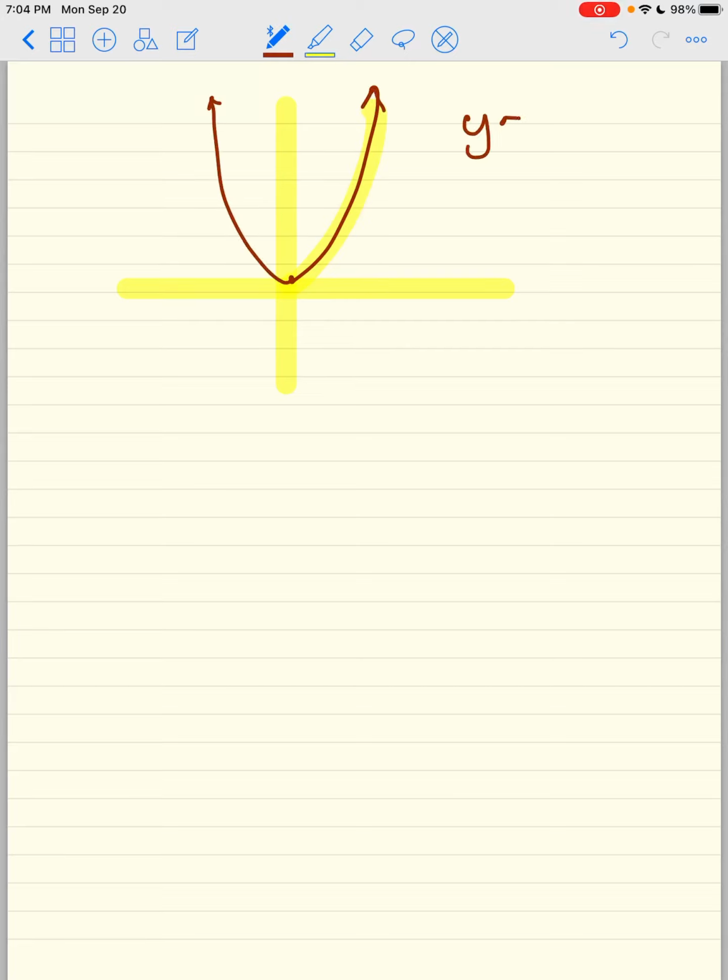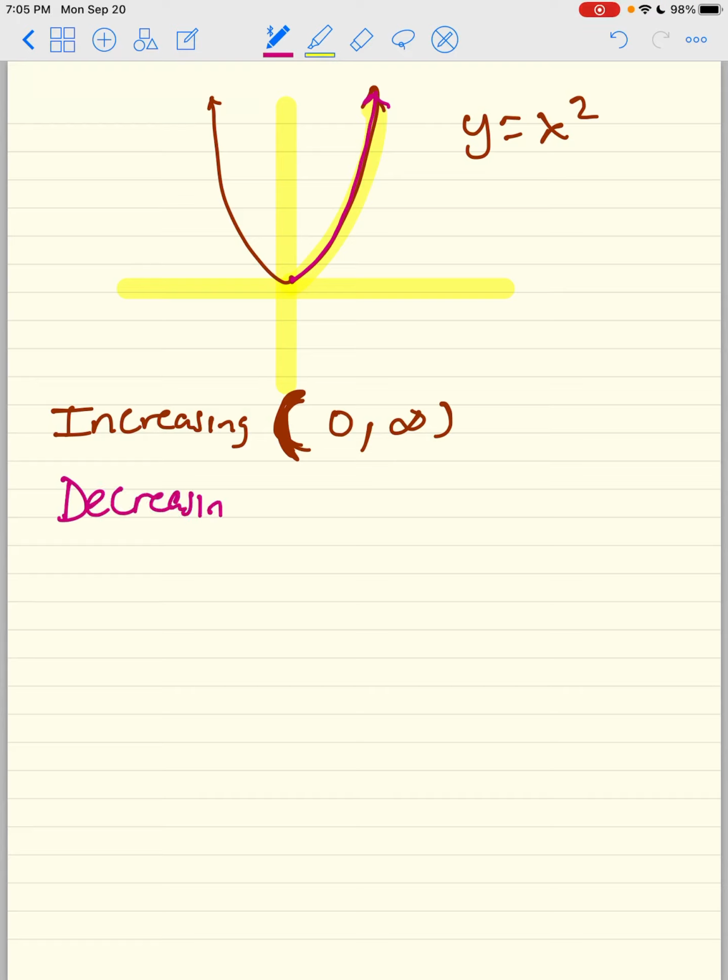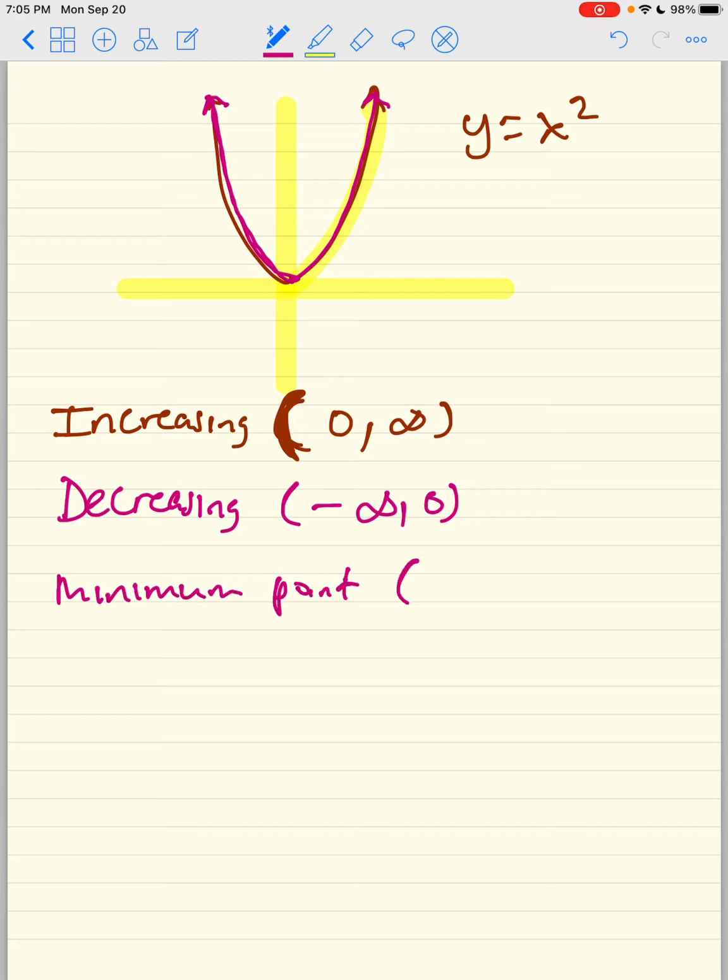We're going to say that it increases from, we're going to do open bracket, open, from 0 to infinity. That's this part right here. Let me get purple. It's increasing, it's going up, and it's decreasing from negative infinity to 0. Okay? So where is the minimum point? There's no maximum point, but there's a minimum. And I want it as a point, which means I need an x comma y. Isn't it true this is the bottom?